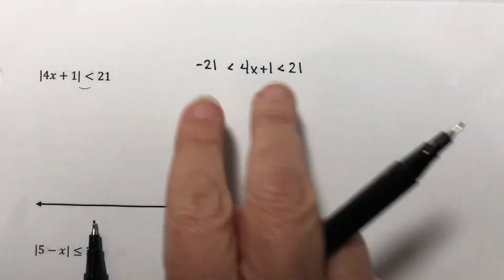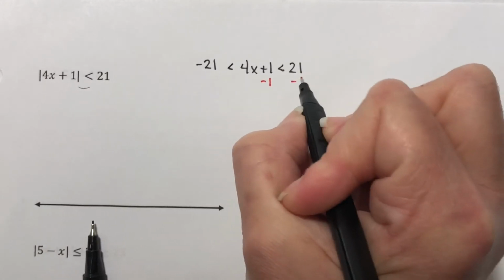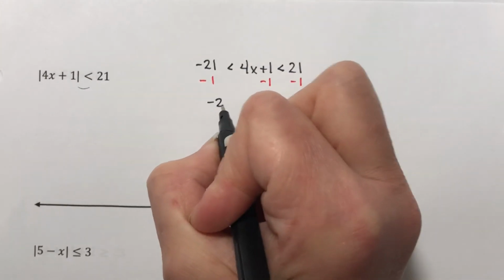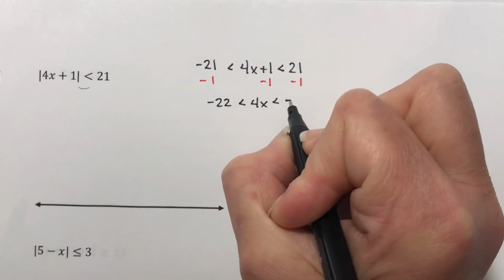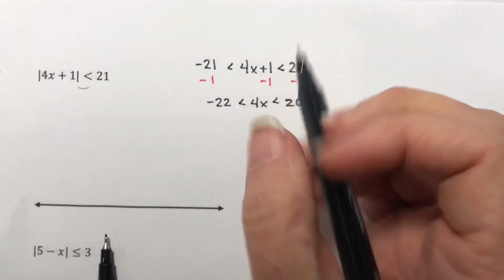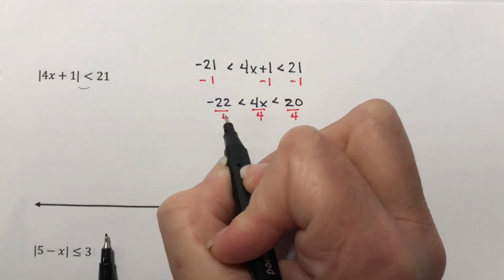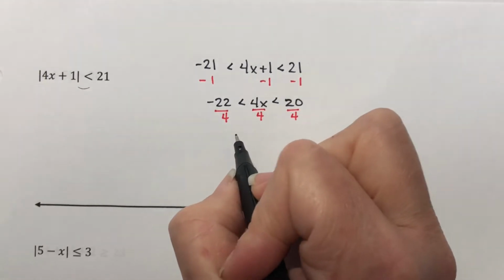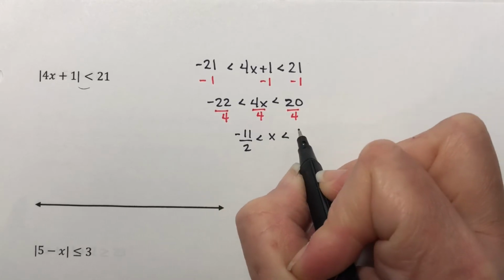Okay. I want my x alone in the middle. I need to move that 1. So I'm going to subtract 1 from all three sides. That gives me -22 is less than 4x is less than 20. Okay. Now I want the 4 alone. I need to divide by 4. Okay. -22 over 4 reduces to -11 over 2 is less than x is less than 5.